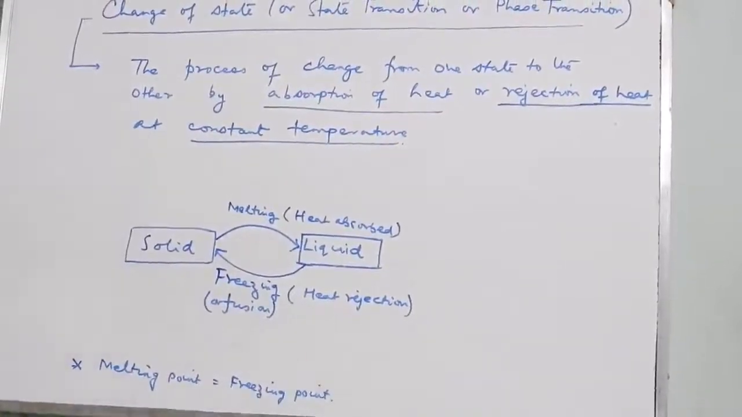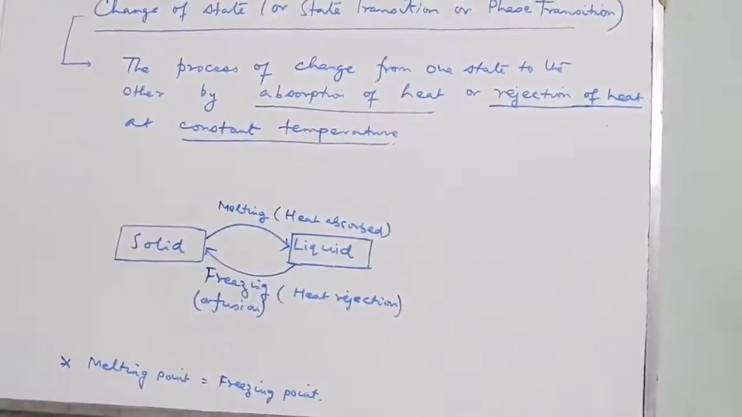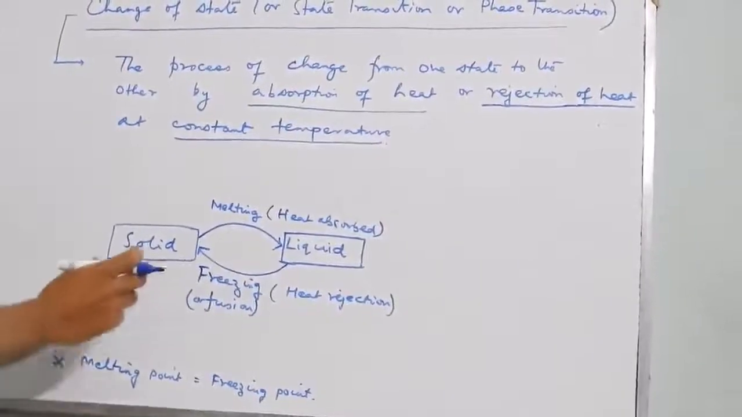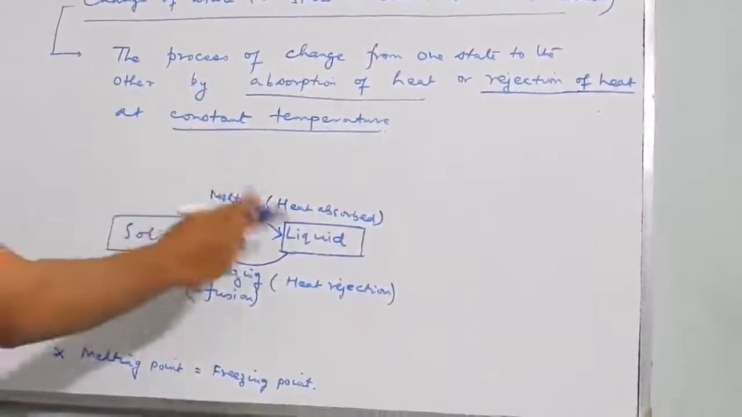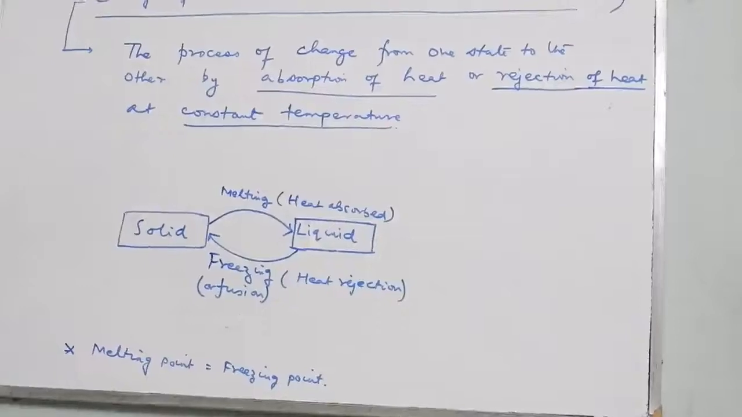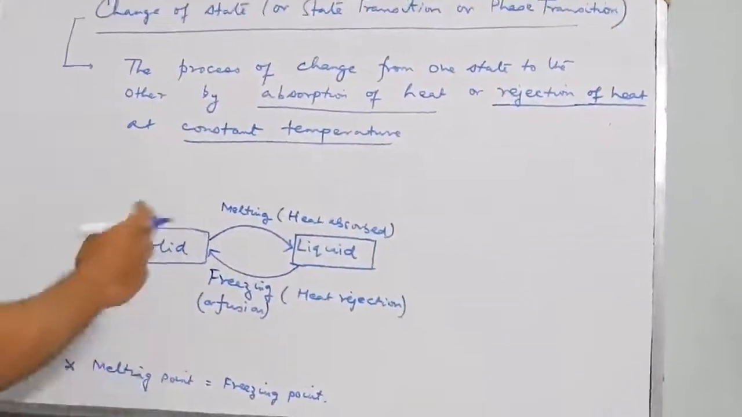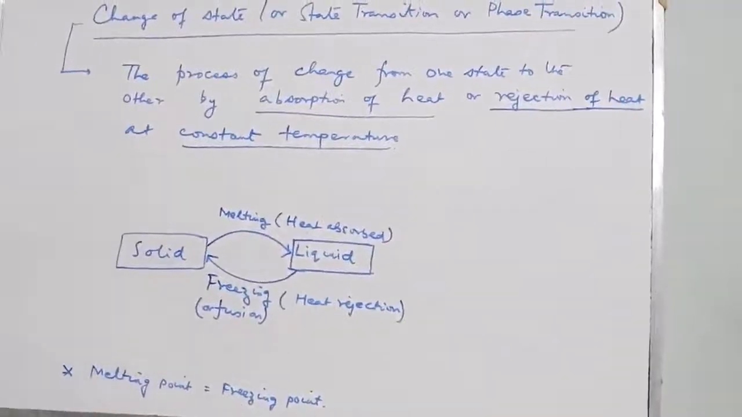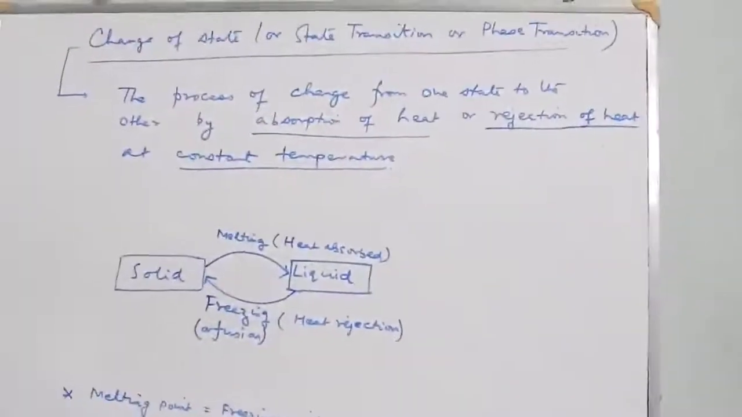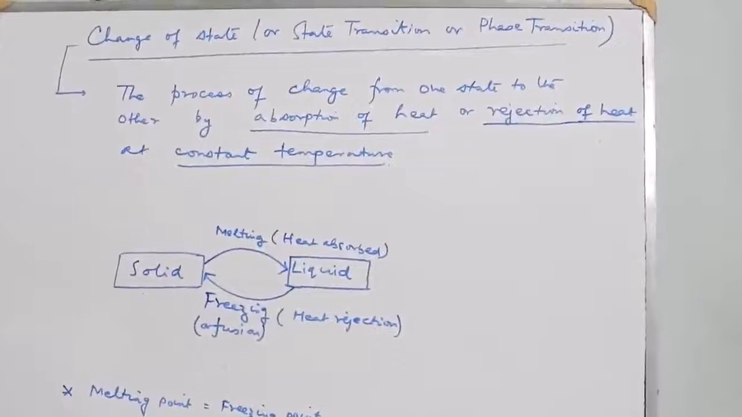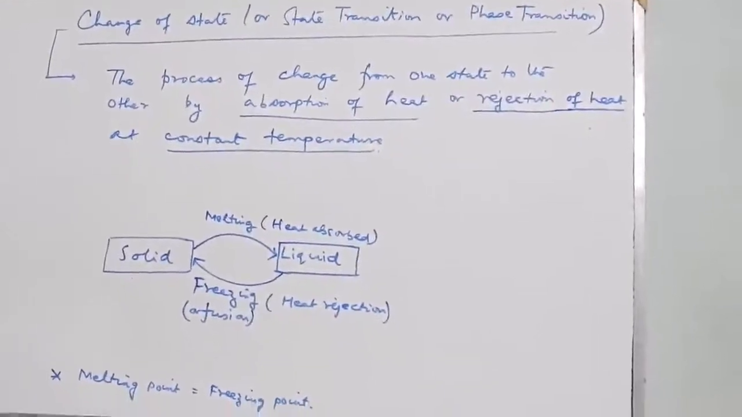If we consider the example of ice versus water, ice will get converted to water at 0 degree centigrade and water will freeze to ice at 0 degree centigrade. So we can say that the melting point of ice is 0 degree centigrade and the freezing point of water is also 0 degree centigrade.